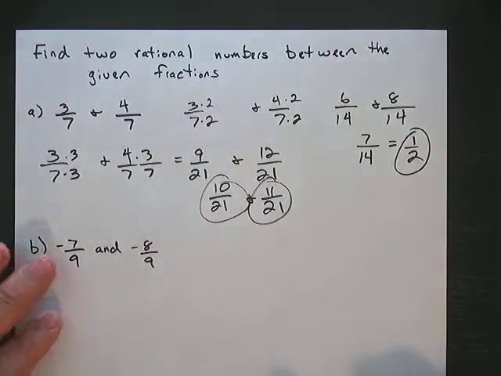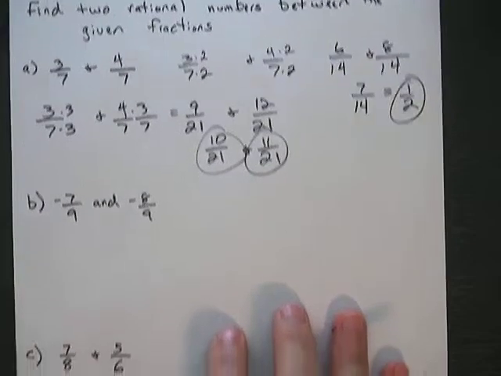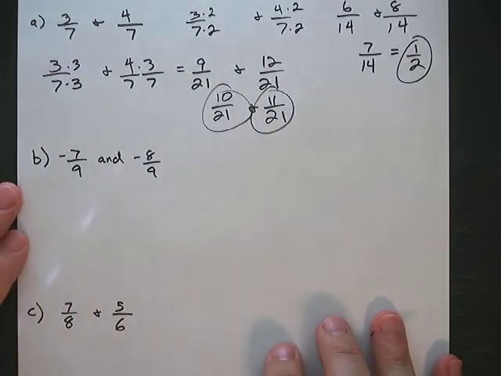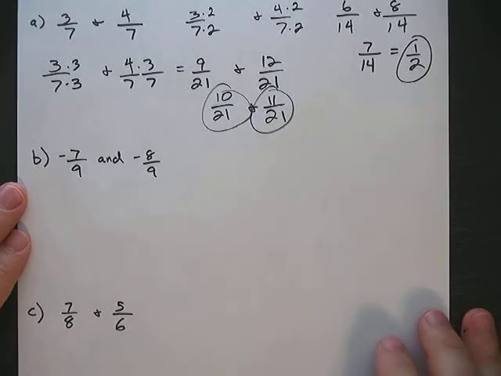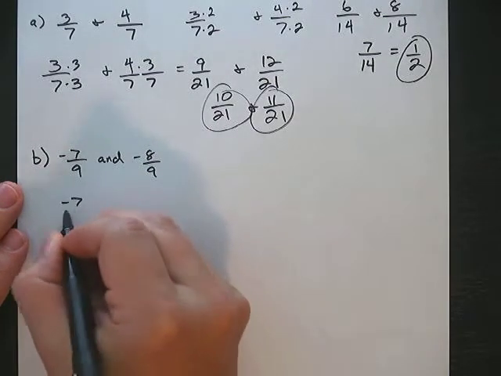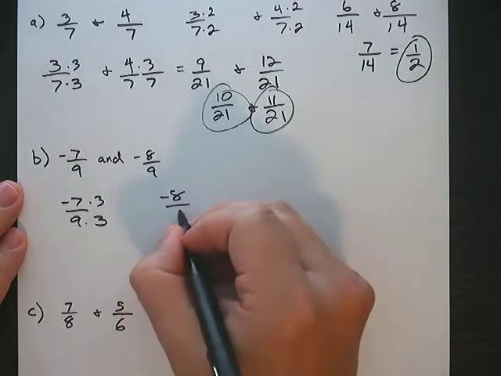There are infinitely many numbers between any two numbers that you choose. Let's move on to B. -7 over 9 and -8 over 9. Okay, we need two numbers, so let's just go ahead and multiply it by something like 3 or 4 even. I'll start with 3.